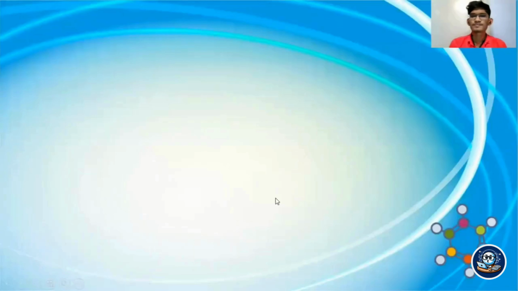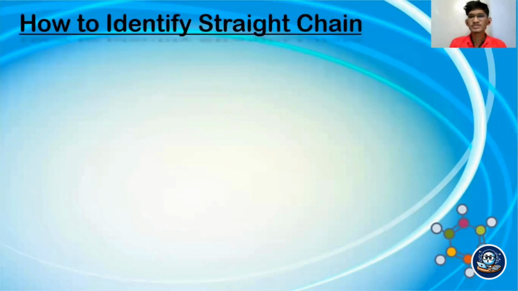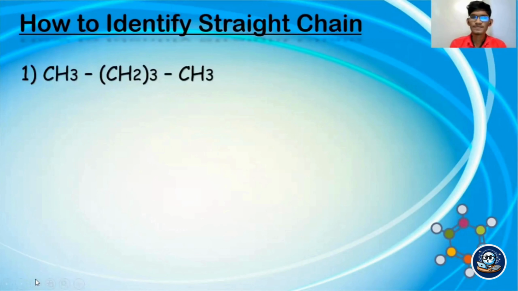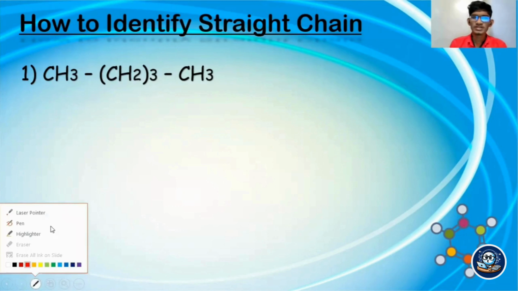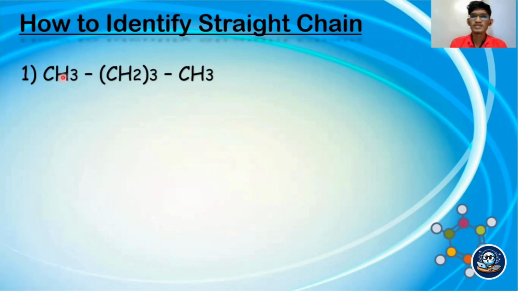Let's move ahead. Now we'll see how to identify a straight chain. There is a question on your screen. Let's see how to identify a straight chain. The question is such that CH3, CH2, the whole is 3, and CH3. Now you have to check, in case of a straight chain, there will be only 2 terminal points, not more than that. What are terminal points? Terminal points are also called endpoints. In this question, CH3, this is our first terminal point, and this is our second terminal point.